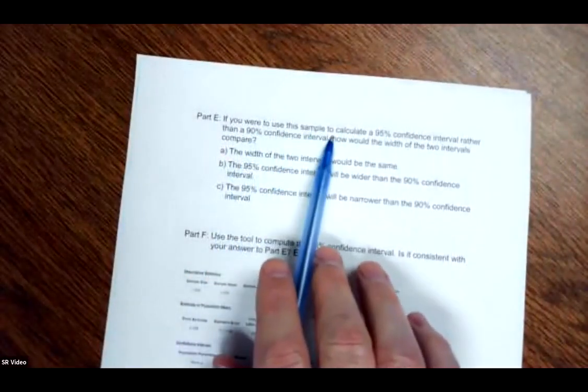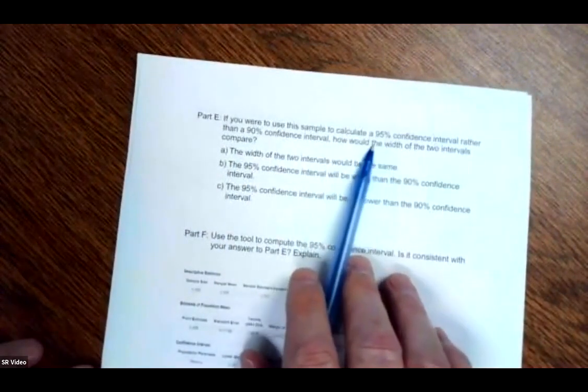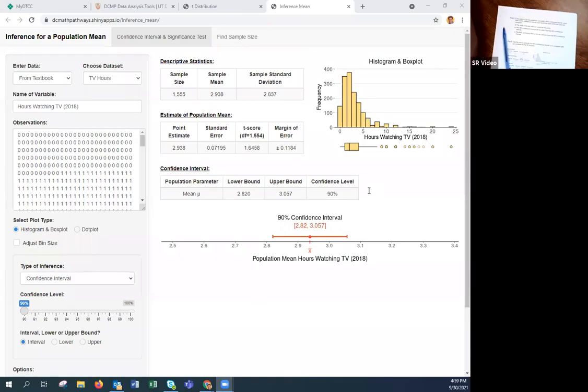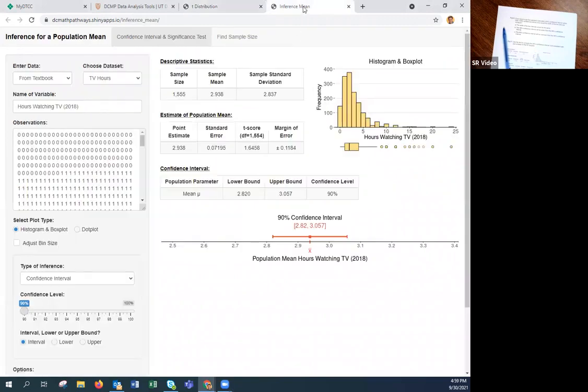If we were to use the sample to calculate 95% confidence intervals rather than 90% confidence intervals, how would the width of the two intervals compare? So again, I'll go back to the app on the screen and show you that if you increase your confidence level from 90 to 95, your t-score is going to be a lot bigger, because in the t-distribution, to capture 95% of the distribution, you have to go further out. So a bigger confidence level means a bigger t-score, which is a bigger margin of error, which makes the interval wider. So watch what happens when I make it 95%. The interval got a little bit wider. Okay, so let's go back.